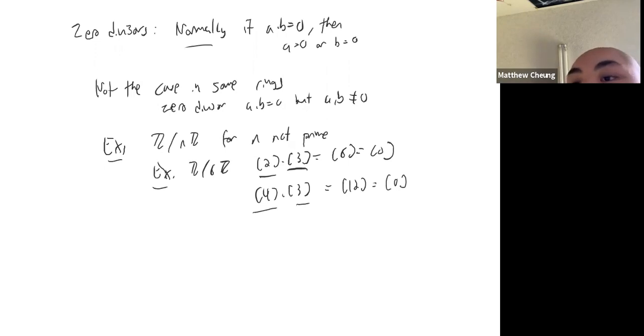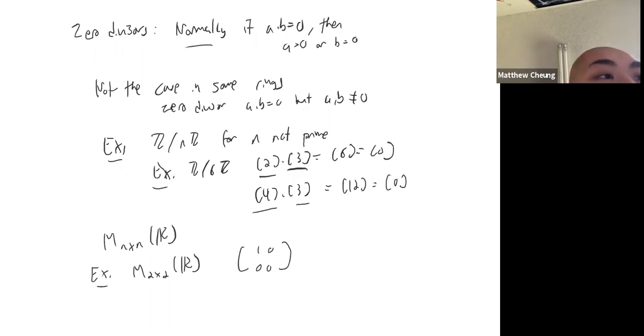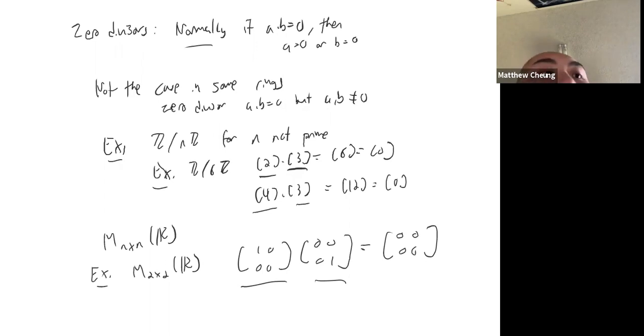But none of these are 0. And then you have another example like matrices. With matrices you see tons of them, like 2x2 matrices, where an example would be something like [[1,0],[0,0]] times [[0,0],[0,1]]. If you multiply this, you're going to get 0, in this case the zero matrix. But none of these are 0. So that's what zero divisors are.